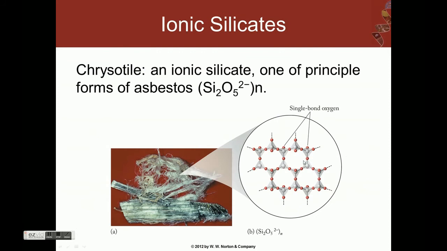Now we're going to look at another variation on this theme. We're going to look at silicates. Silicates are actually anions, so we have this anion form.